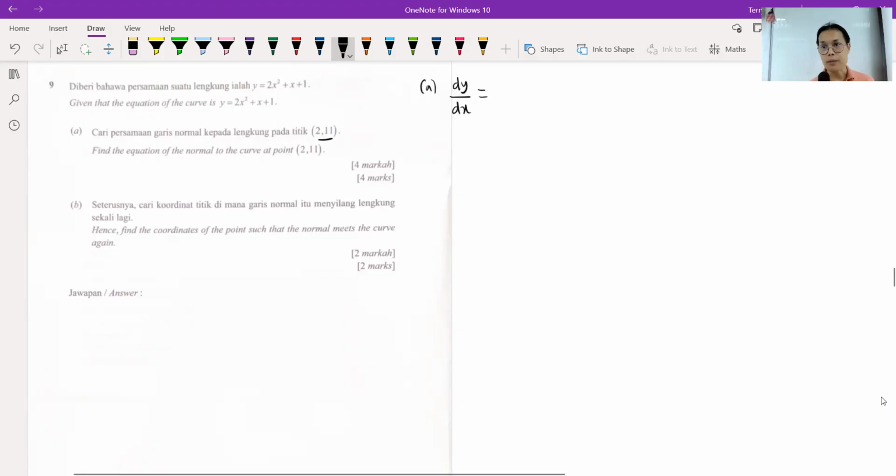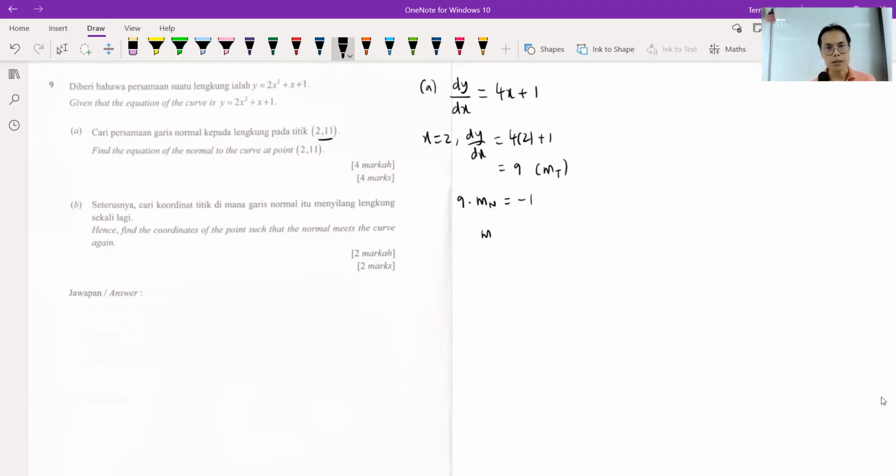dy/dx, differentiate lah, bezakan, you get 4x plus 1. Substitute x with 2. Your dy/dx should be 4 times 2 plus 1. This will be 9. Now 9 represents the gradient of tangent, kecerunan tangent. So we know tangent times normal is always -1. My gradient of normal is now -1/9.